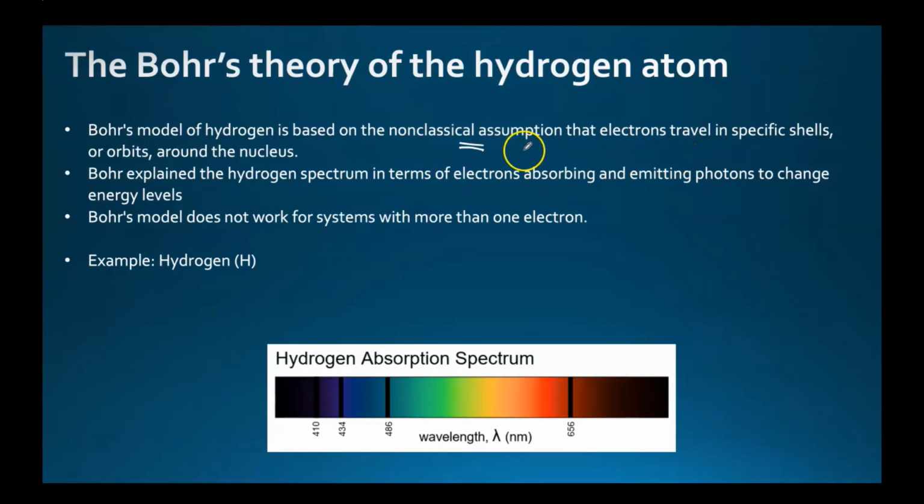Bohr's model of the hydrogen atom is based on the non-classical assumption that electrons travel in specific shells or orbitals around the nucleus. Bohr explained the hydrogen spectrum in terms of electrons absorbing and emitting photons to change energy levels. Bohr's model does not work for systems with more than one electron, so we can only explain this theory using the hydrogen atom. Okay.